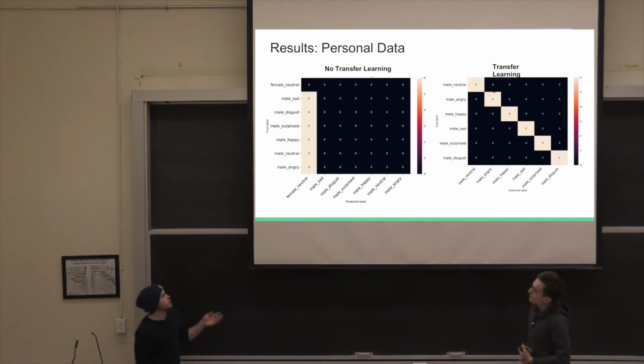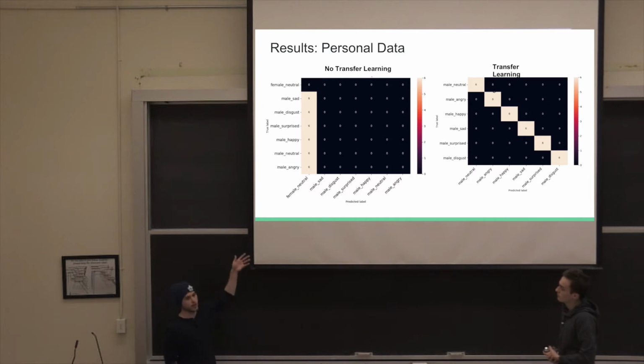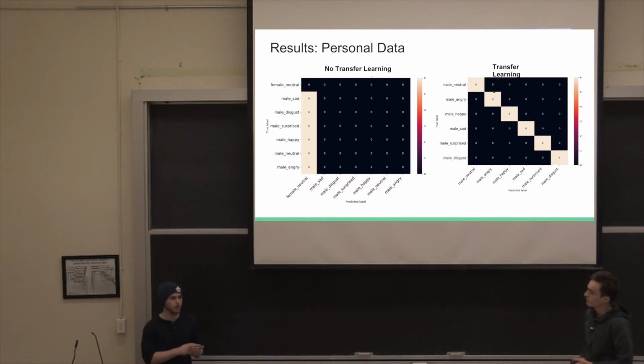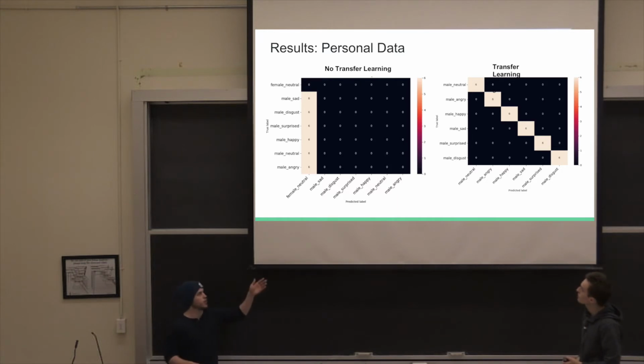And then finally, our personal data set. So the ultimate goal is to be able to demo on our own laptops. And so as you can see with no transfer learning, demoing on our own laptop yields nonsense results because audio is processed differently on different microphones. But then with just a little bit of transfer learning of only about 48 samples, we got 100% accuracy on the data recorded on our own laptops.